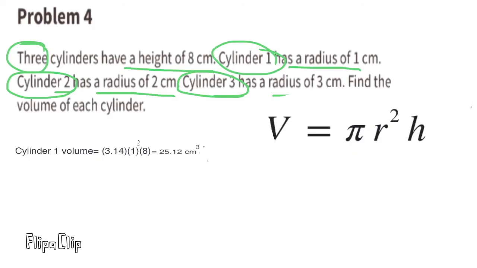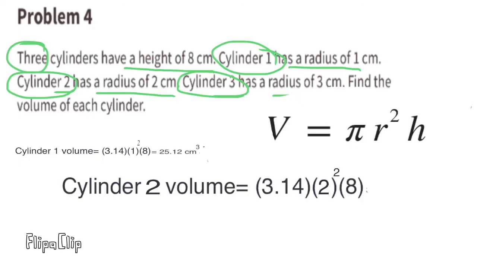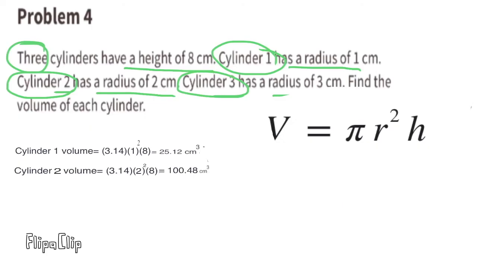Cylinder number 2 has a radius of 2 centimeters, so we'll multiply 3.14 times 2 squared times 8. The volume for cylinder 2 is approximately 100.48 centimeters cubed.